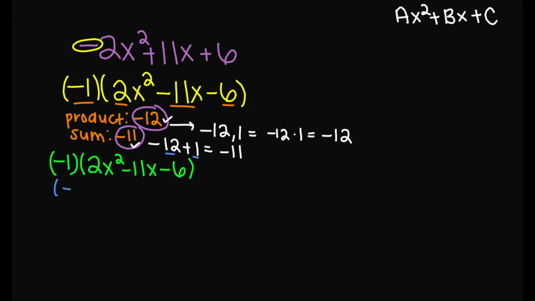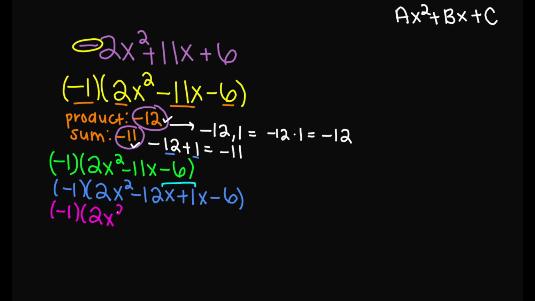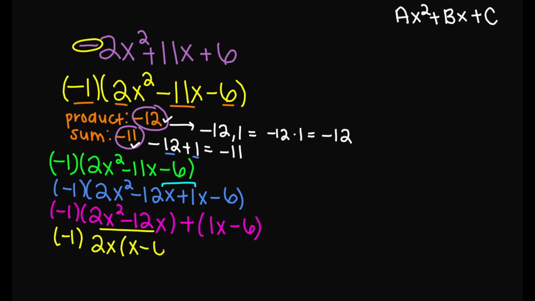So we have my -1 again hanging on the side: 2x squared minus 12x plus 1x minus 6. Remember, your -1 is going to be on the sideline. And then you have 2x squared minus 12x, and here we have 1x minus 6. I'm going to bring my -1 down, and we're going to look at my first group here. What can I factor out here? I can factor out a 2x. If I factor out a 2x, I'll be left with x minus 6 here.